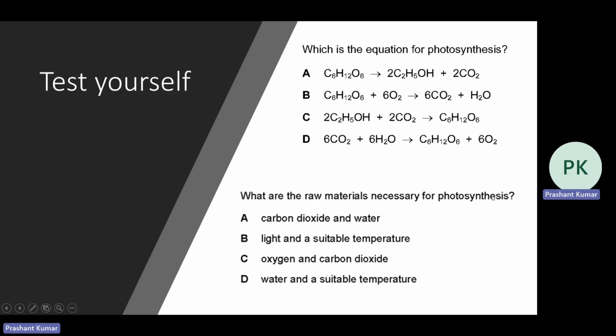What are the raw materials necessary for photosynthesis? Obviously carbon dioxide and water. So A is the important part. A is correct.